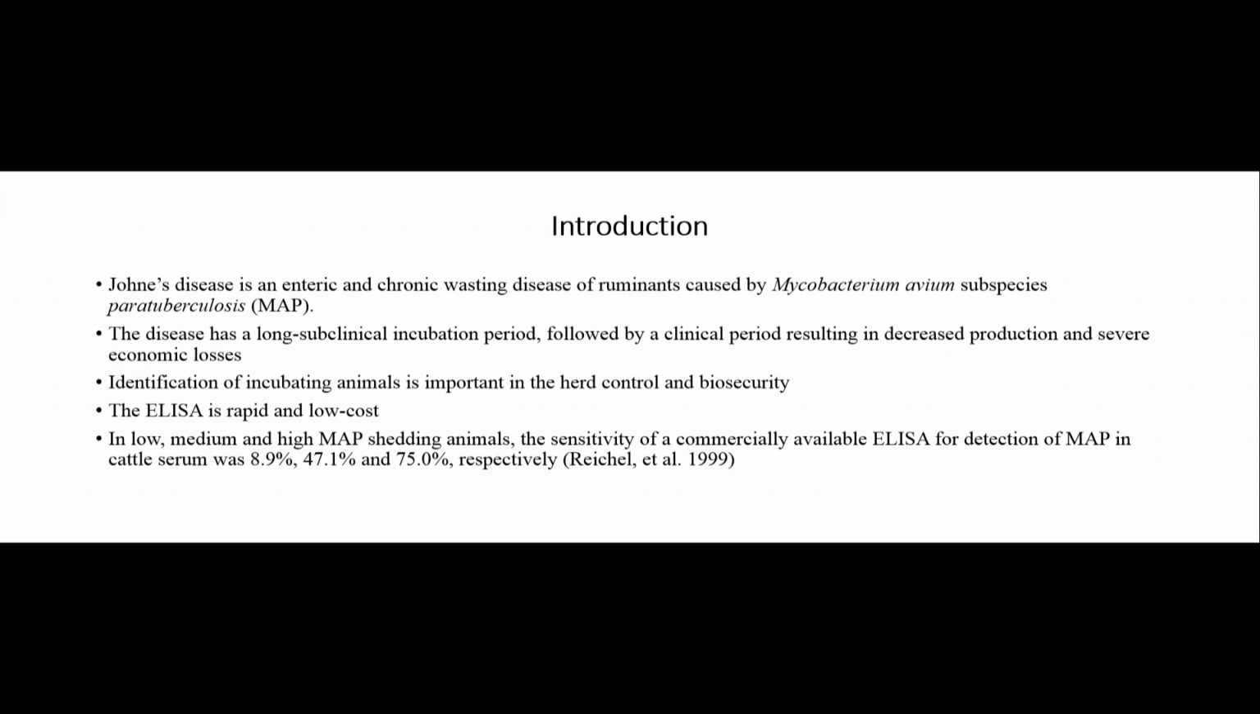I think we've already heard talks about the enzyme-linked immunosorbent assay test, and the point has been made that it is very low cost and widely used. If we look at Michael Reichel's paper from 1999 and the sensitivity of that test in relation to MAP shedding, we can see there's quite a lot of variability. In other words, low shedders give really quite low sensitivity results.